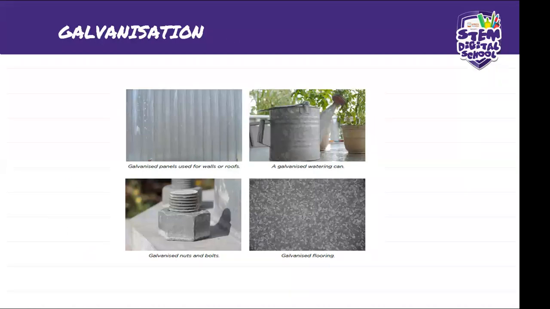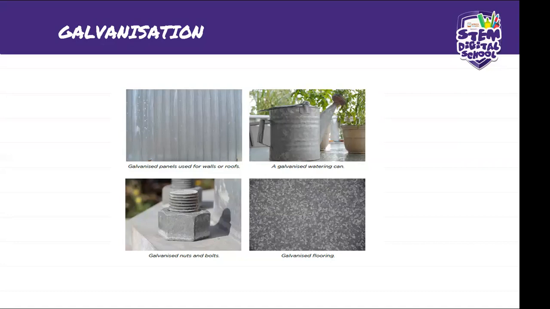Okay, now let's look at galvanization. We have zinc reacting with some substances to make them strong. So we have galvanized panels used for walls or roofs. We also have a galvanized watering can, a galvanized floor, and a galvanized nut and bolt. Sometimes when zinc or other substances are added, they reinforce them.